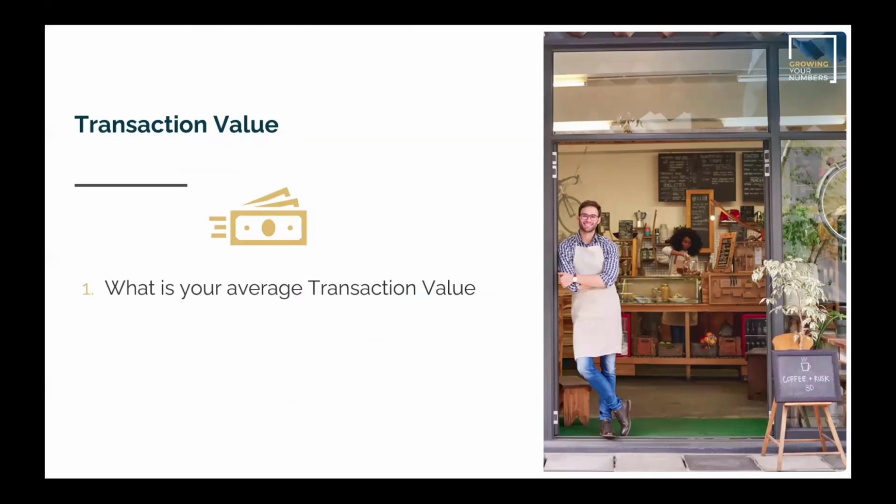So transaction value. So question, what is your average transaction value? Do you know what your average transaction value is? Because you can only manage what you can measure. So if you don't measure this, if you don't know what this is, if you don't regularly look at it, if you don't discuss it with your team, chances are you're not going to be even aware what's going on, let alone be aware of the number and be able to track the improvements.